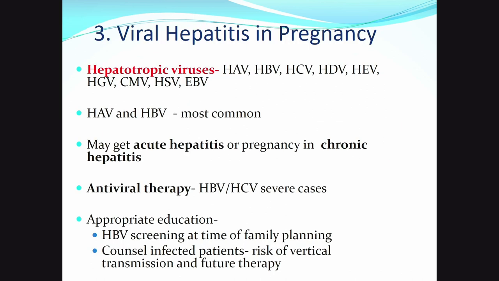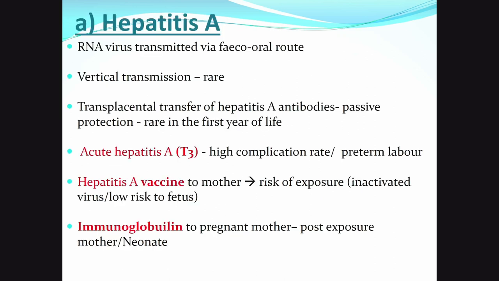The third area in my lecture is viral hepatitis in pregnancy. The hepatotropic viruses, we are familiar with hepatitis A, B, C, and other viruses like cytomegalovirus, EB virus, etc. Among them, hepatitis A and B are more common. They can get acute hepatitis in pregnancy, which could lead to chronic hepatitis in hepatitis B and C. In severe cases, we can consider antiviral therapy, and in relevant cases, we need to discuss those situations in advance with the woman before she gets pregnant.